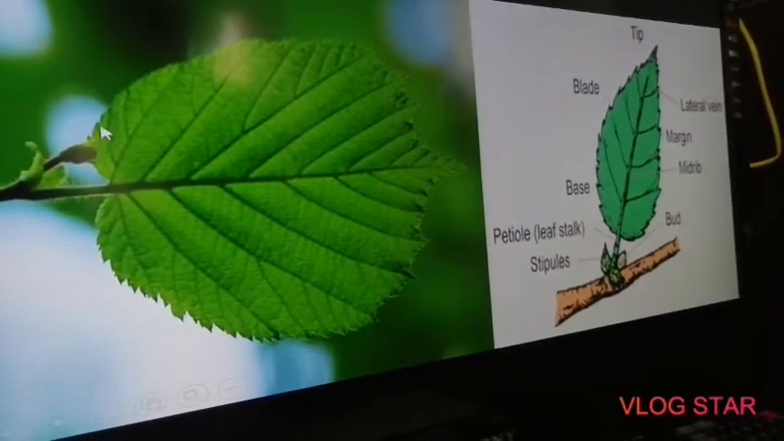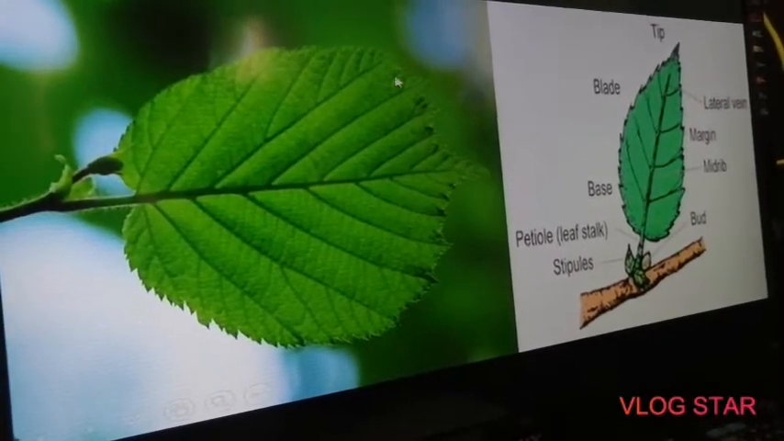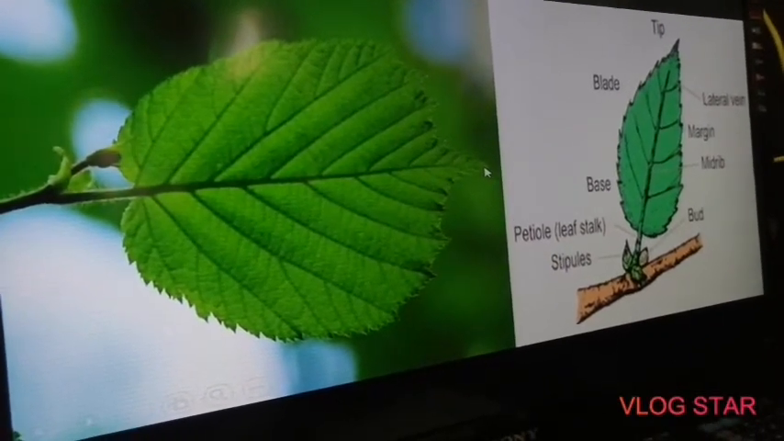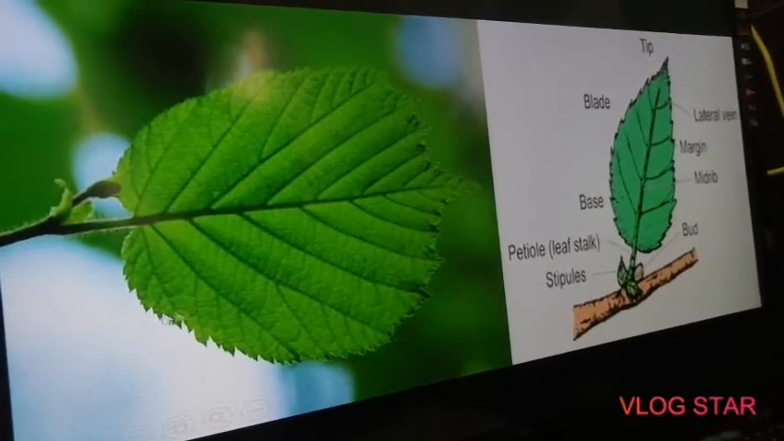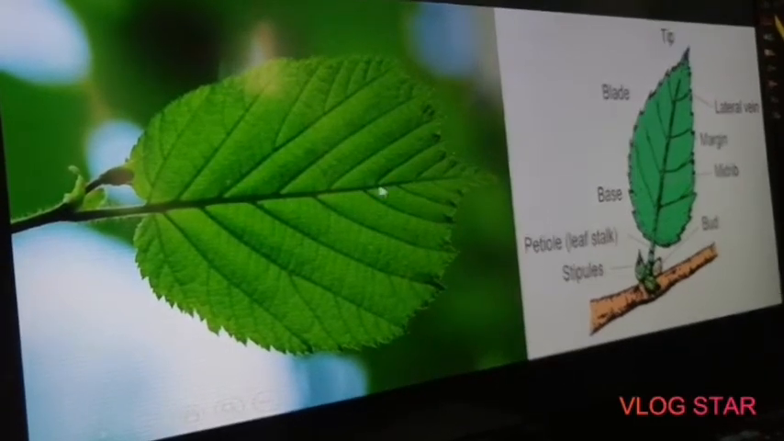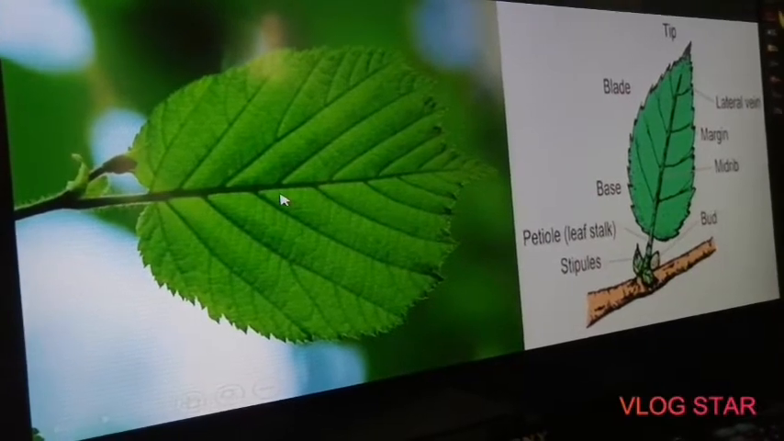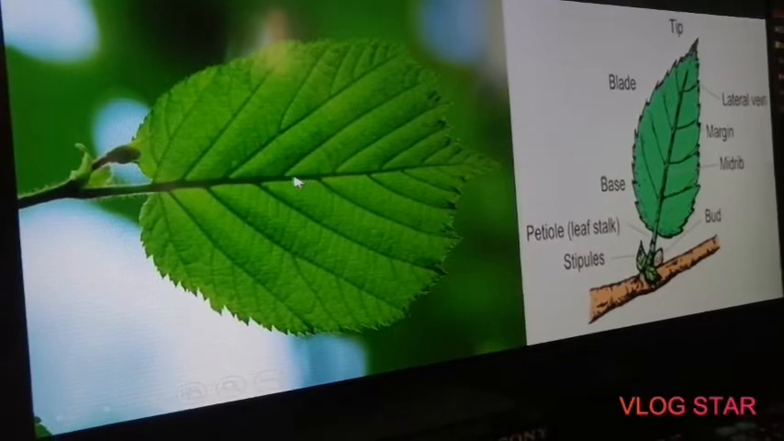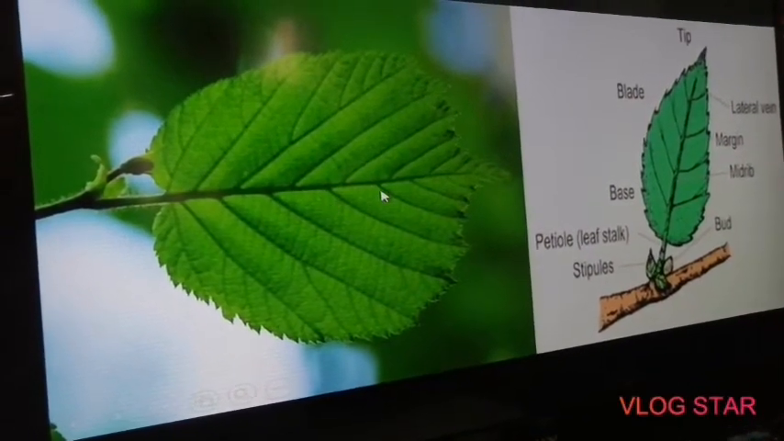Now look at this leaf. Can you see the edges? The edges of the leaf are like this. So this is known as the leaf blade. Now in the middle we have this vein. This is called the midrib. Like we have a rib, in the same way this supports the leaf. It provides all the nutrients to the whole leaf.